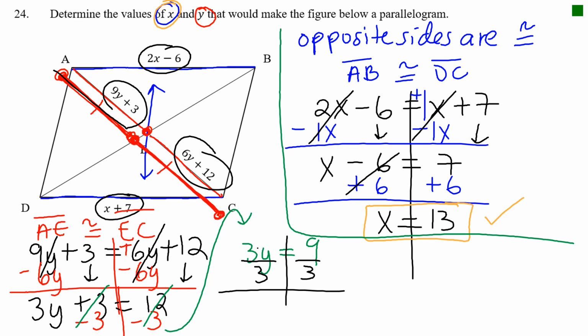On my left, 3 divided by 3 is 1, so I'll bring down the y. On the right, 9 divided by 3 gives me 3. Okay. Keep in mind, our task was to find x, we did, and to find y, which we did. So final answers will be x equals 13, and y is equal to 3.